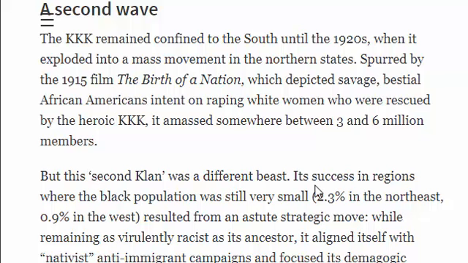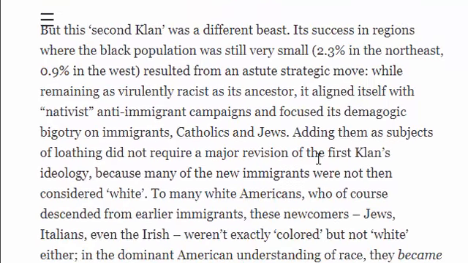It succeeded in regions where the black population was still very small, 2.3% in the northeast, 0.9% in the west, a result of its strategic move, while remaining as vigilantly racist as its ancestors, of aligning itself with nativist and anti-immigrant campaigns. It focused its hatred on immigrants, Catholics and Jews, adding them as subjects of loathing. This did not require a major reversal of the first Klan's ideology, because many of the new immigrants were not then considered white by many white Americans, who saw Jews as descended from early immigrants.